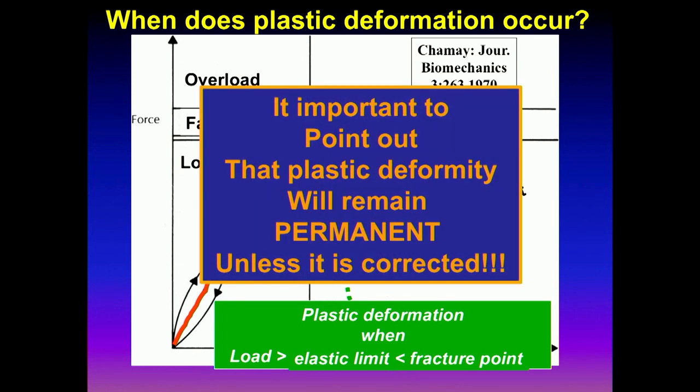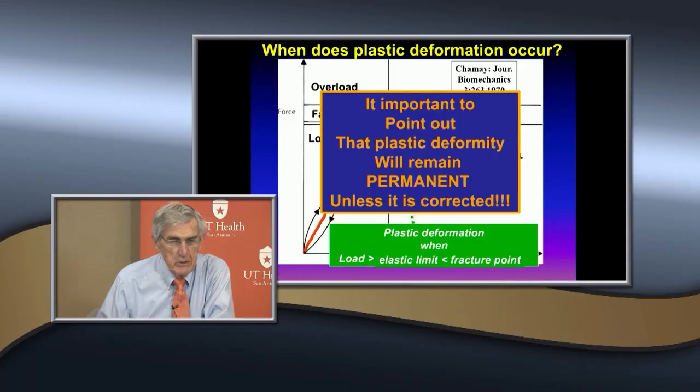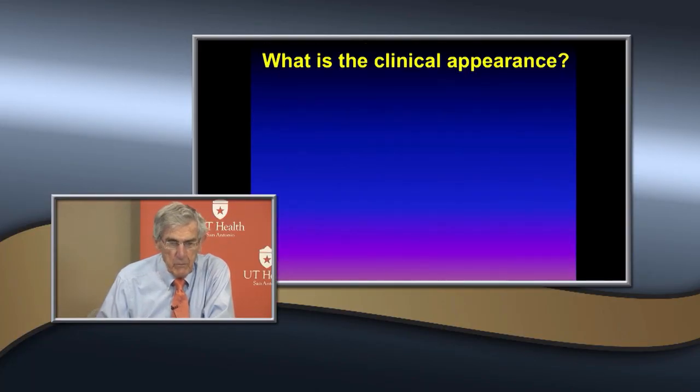Okay, and the other thing that's really important to remember, even though you don't see a break in the cortex, you have a deformity, and it's an internal deformity, and if you don't correct it, it's going to be a permanent deformity unless it's corrected. That's very important, that even though you don't see an obvious break in the cortex, you have a deformity and it's got to be corrected. So, what's the big thing in the clinical appearance? What do you see?